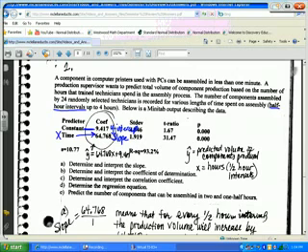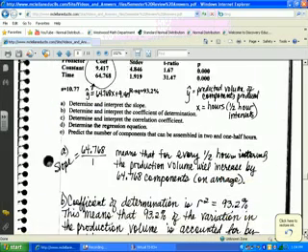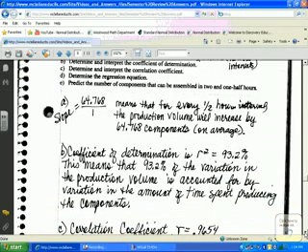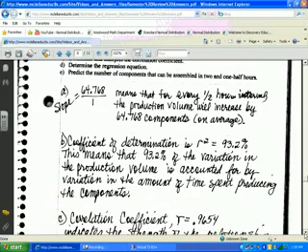Okay, so then it goes through these different things it wants you to answer, and so let's go through those. A, it wants the slope and interpret it. So there it is. There's the slope, and that means that for every half-hour interval, the production volume will increase by 64.768 components on average. Don't forget your wiggle rooms.